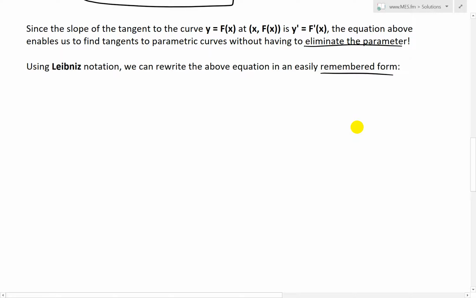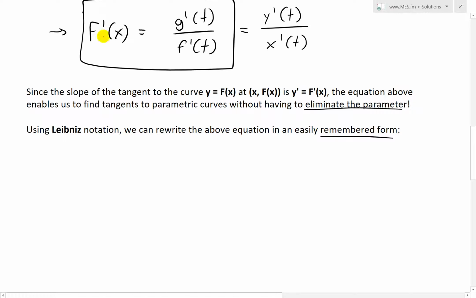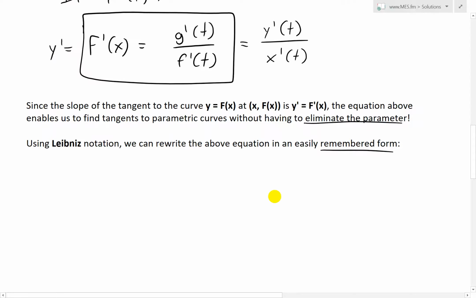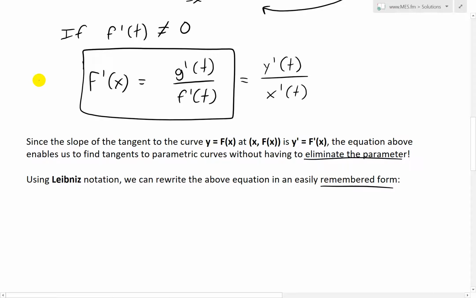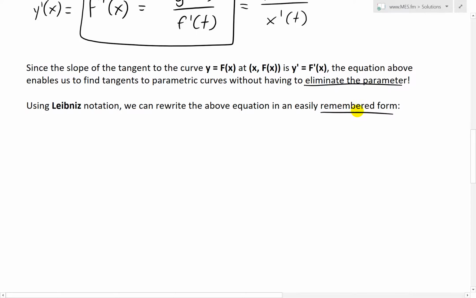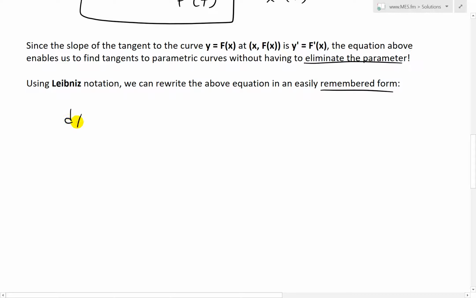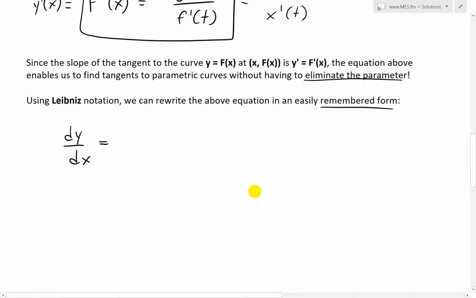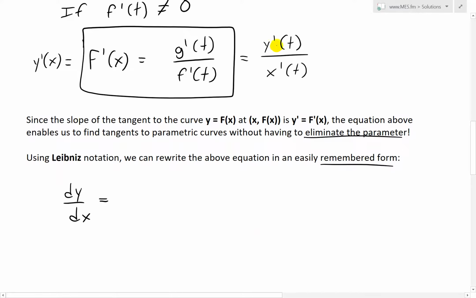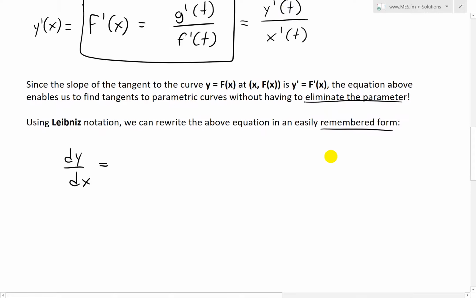Basically, instead of writing this right here, which, remember, equals y, this is y prime, and this is in terms of x, like that. And I'll write this down here: y prime of x equals this. And this one's y prime of t. So when we write it in Leibniz notation, we write dy over dx equals, and the derivative here in Leibniz notation is just dy over dt.